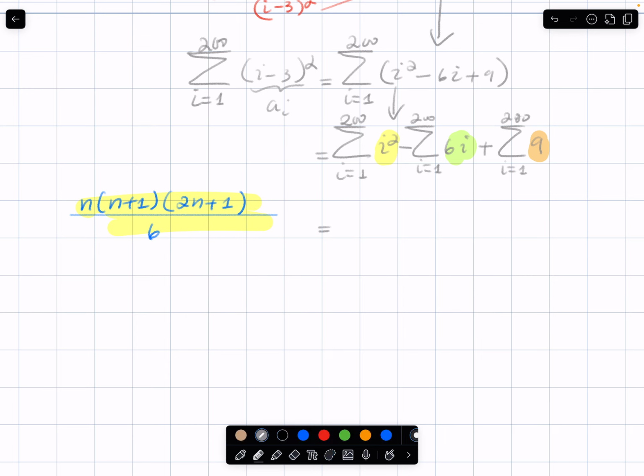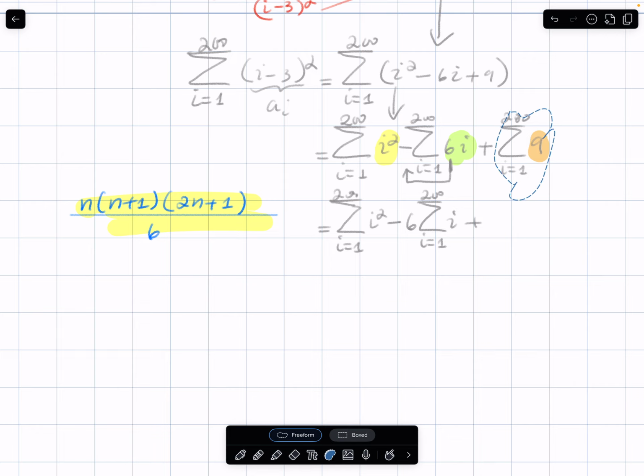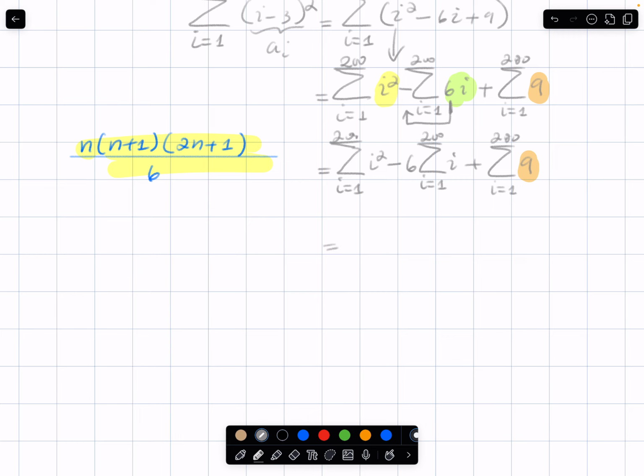So this will be then the summation of I squared minus 6, because I have to fix certain things before I apply that rule. Because we have a constant right here, I want to move it to the front. I'm moving 6 over here, and then times the summation of 1 all the way to 100 of I, plus the last one will remain the same, so we can just copy it, put it there, and now we can apply that formula.